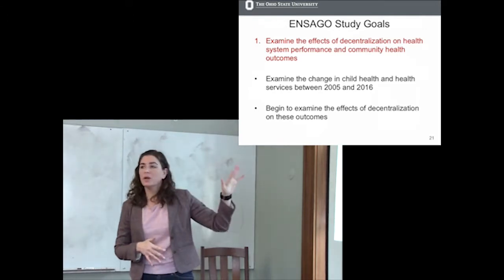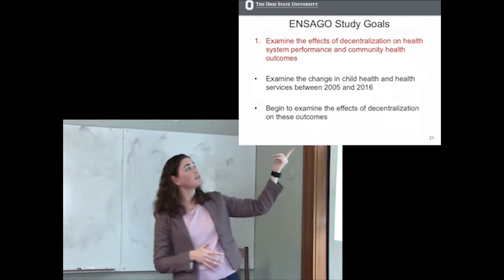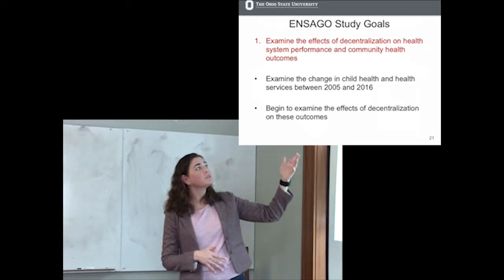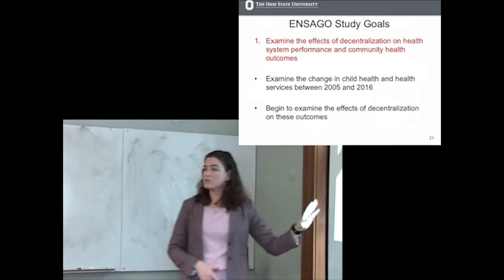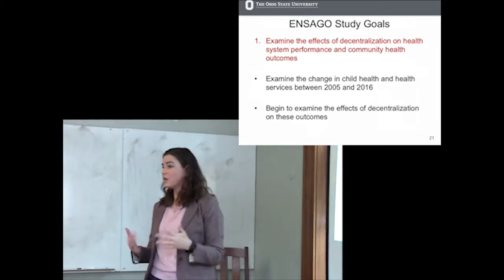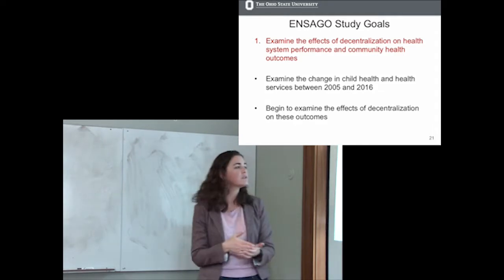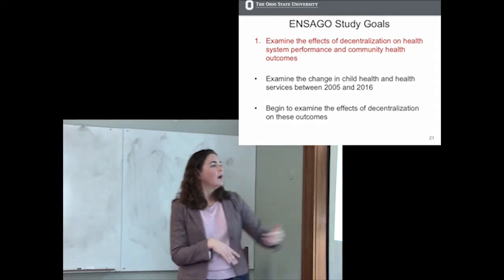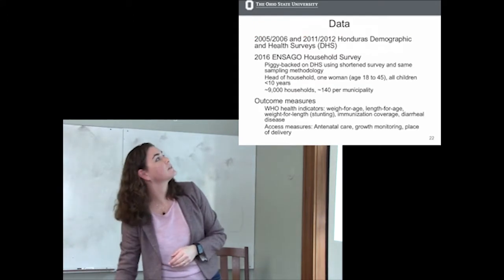So what I'm going to do now is show you some very initial results. I'm going to examine the effect of decentralization on mostly community health outcomes. I'm going to focus on child health and health services, because you could look at lots of different health outcomes, but I want to look at children's health partially because that was one of the focuses of the decentralization process in Honduras, improving child health. And so we can start to look at how this plays out in these different areas.